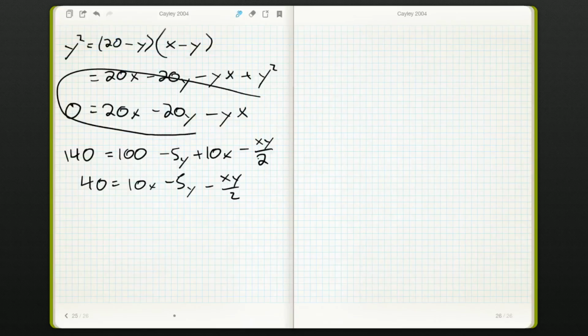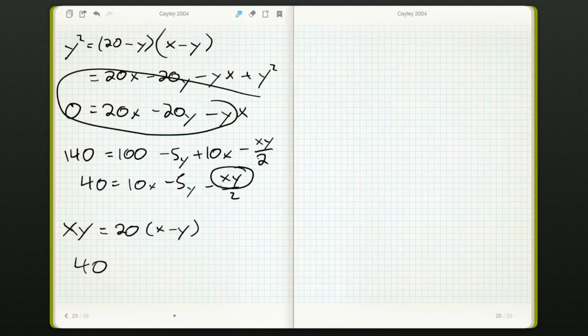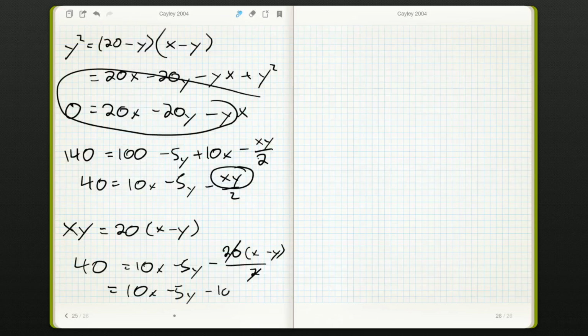Now, from this equation here, if I bring everything over to the other side, I know 20y minus 20x, so 20y minus x. Actually, we'll bring the xy over to this side. xy is 20x minus y. So now if I substitute that in for this xy here, 40 is 10x minus 5y minus 20x minus y all over 2, but those will cancel out. We'll get 10x minus 5y minus 10x plus 10y. And then the 10x's cancel out. Very nice.